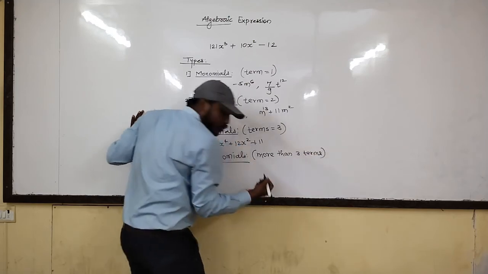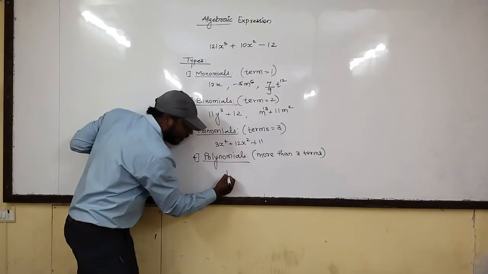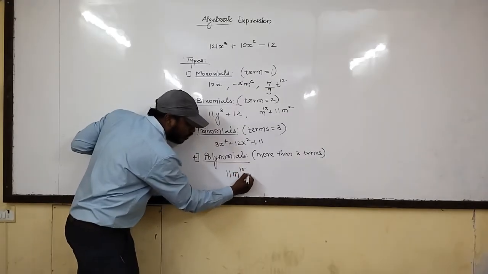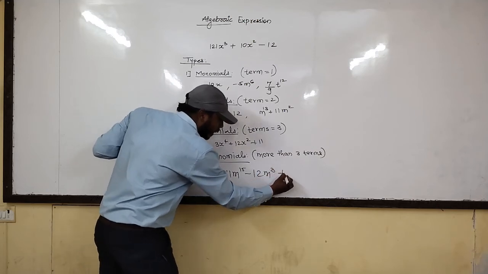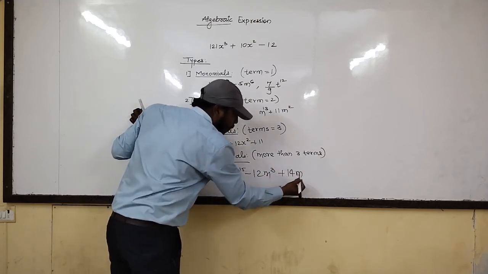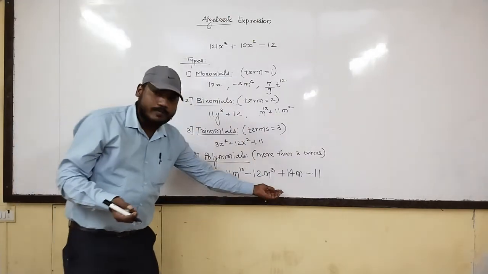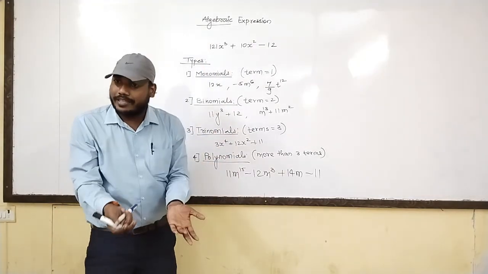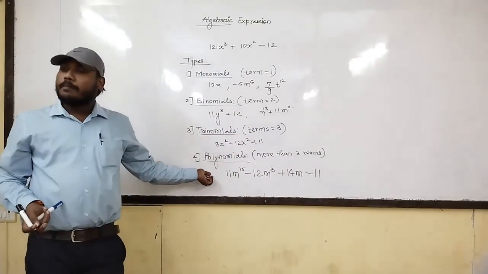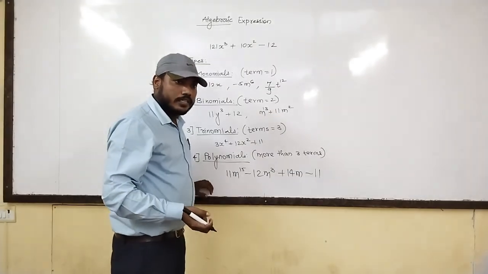So I was talking about the polynomial. A polynomial is nothing but an expression with more than three terms. Let's say I'm writing 11 raised to 50 minus 12 raised to 12m^3 plus 14m minus 11. So this has more than three terms. Whatever expressions we get with more than three terms, we will call a polynomial. I hope this is clear to you. Yes or no? Yes. Is it clear? Yes.